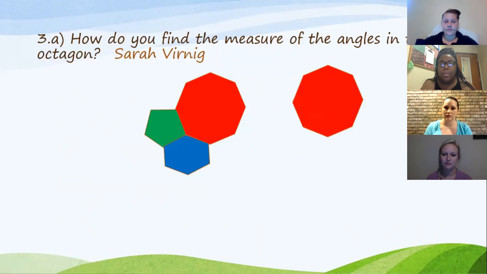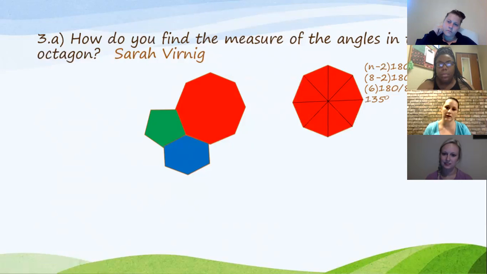Whenever we do that on this one, we divide each part. It's an octagon, so we're going to have 8 different sides here, and we're going to have 8 minus 2 times 180 divided by 8. 8 minus 2 is 6, times 180 divided by 8 gives us 135 degrees. So we know that each angle that we have here, all 8 of them, is going to be 135 degrees.